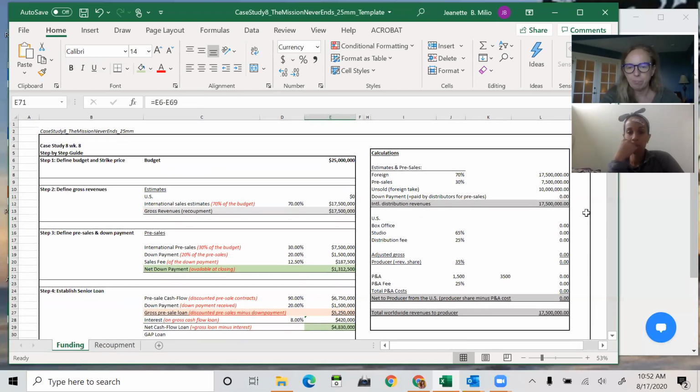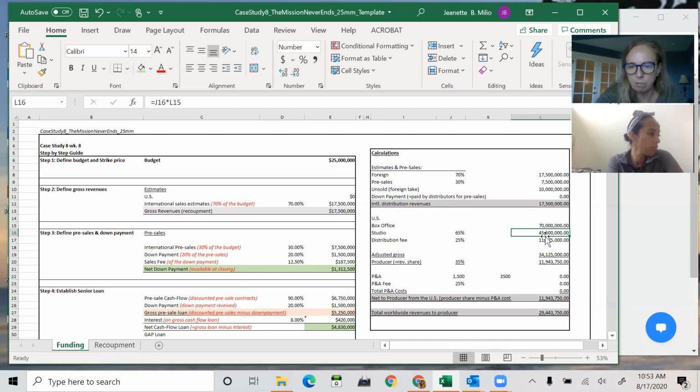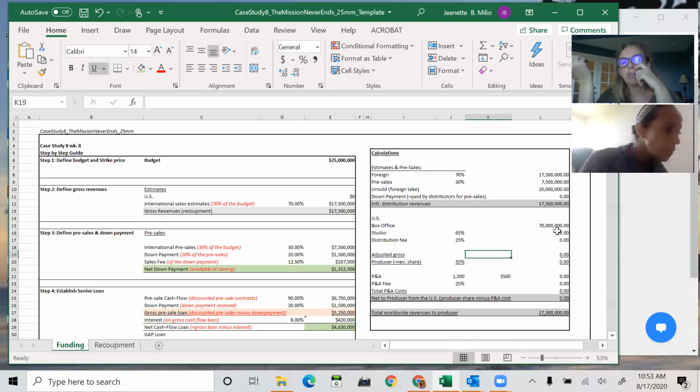Let's go to domestic. We're doing a nice little domestic chart here. So now, in our case study, there is a box office number. How much box office are we getting? Okay, it says the film makes 70 million in the US box office. All right, so let's put that in here, $70 million. I'm going to zero this stuff out. So we're getting $70 million in the box office, great.